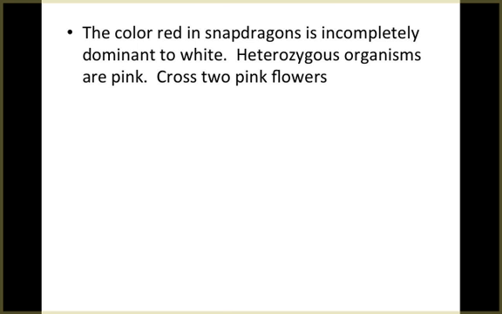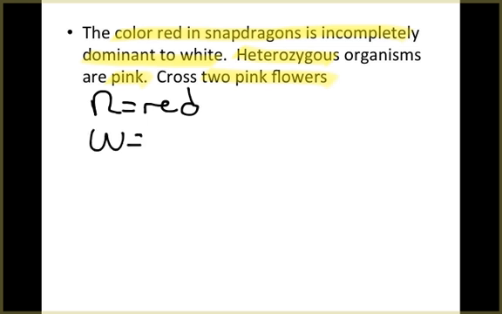The first one states that the color red in snapdragons is incompletely dominant to white. Heterozygous organisms are pink. Cross two pink flowers. So red is incompletely dominant to white, heterozygous are pink, and we need to cross two pink flowers. Very much like the last one, we're going to pick two different letters here. The R allele will be red, and the W allele will be white, because red is incompletely dominant to white.